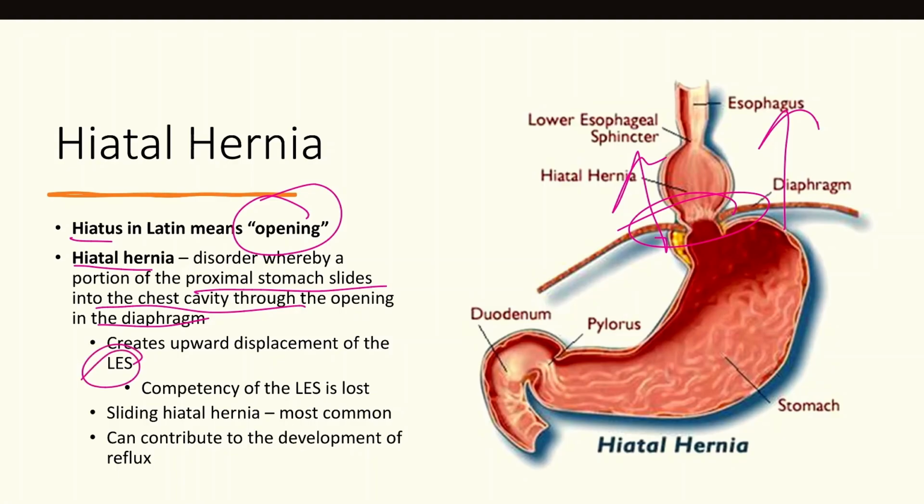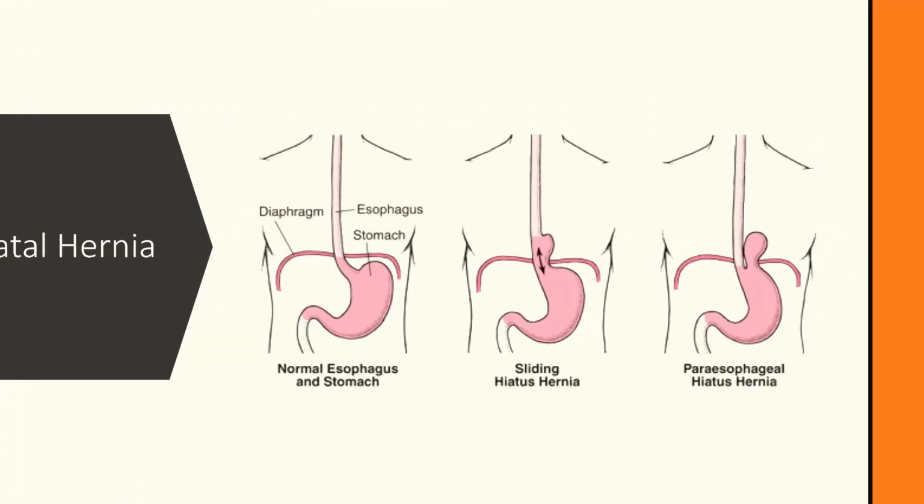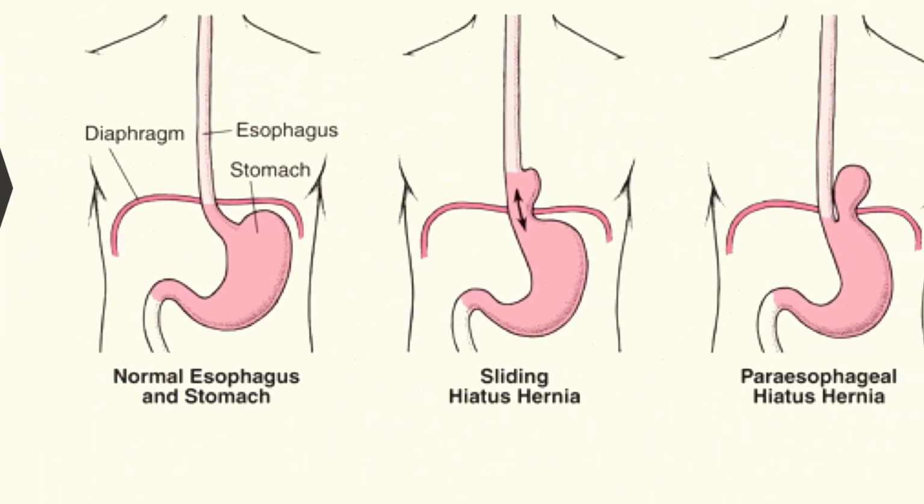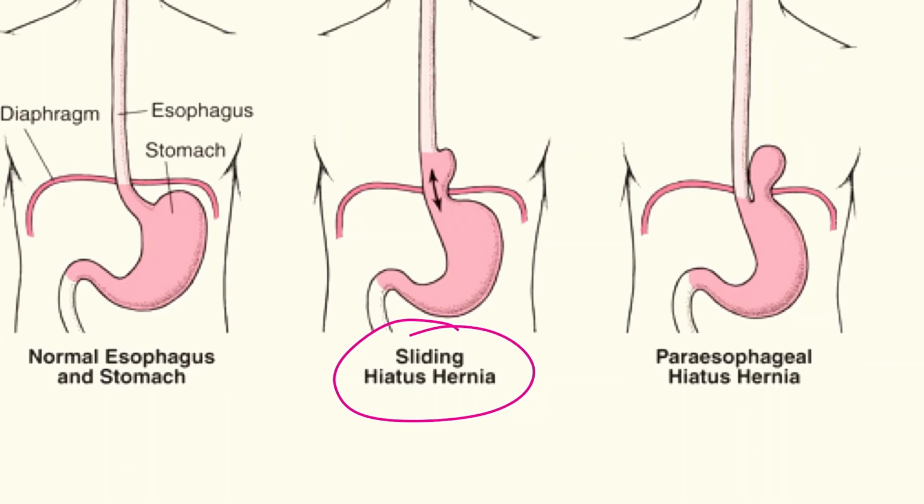We have issues with our LES, so the competency of our lower esophageal sphincter is lost. There are different types. One is a sliding hiatal hernia, which is the most common, where the whole apparatus will slide up and down through the diaphragm and obviously contribute to reflux. So here are the different types. Here's a sliding hiatal hernia, where that little thing will pop up.